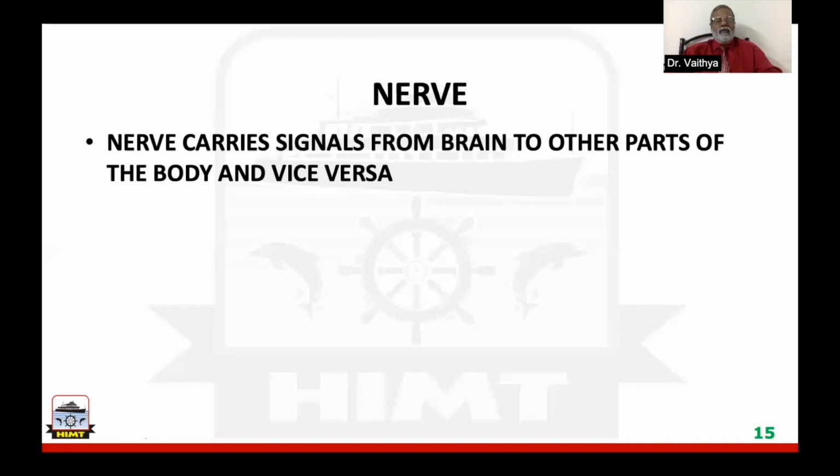So don't get confused between blood vessels and nerves. Both are two different systems. Artery, vein, and capillary come under circulatory system, carrying blood with oxygen and nutrients to all parts of the body. Nerves come under nervous system, which keeps brain as center and sends signals to all parts of the body.